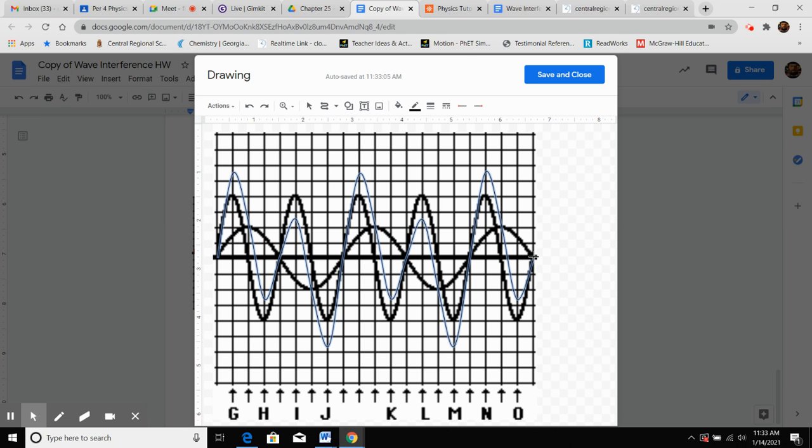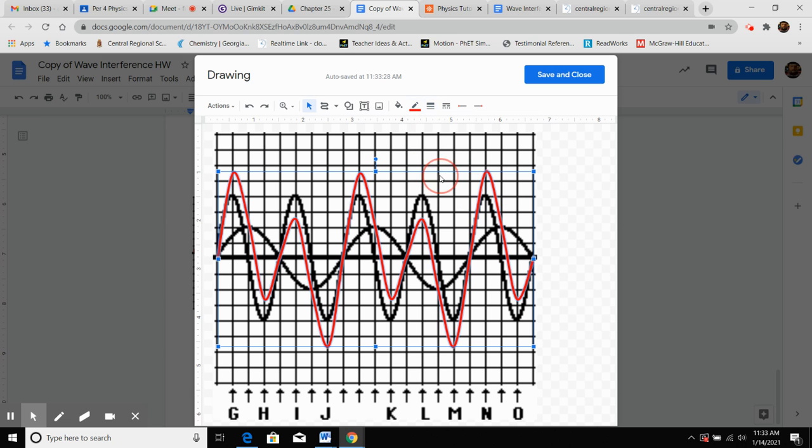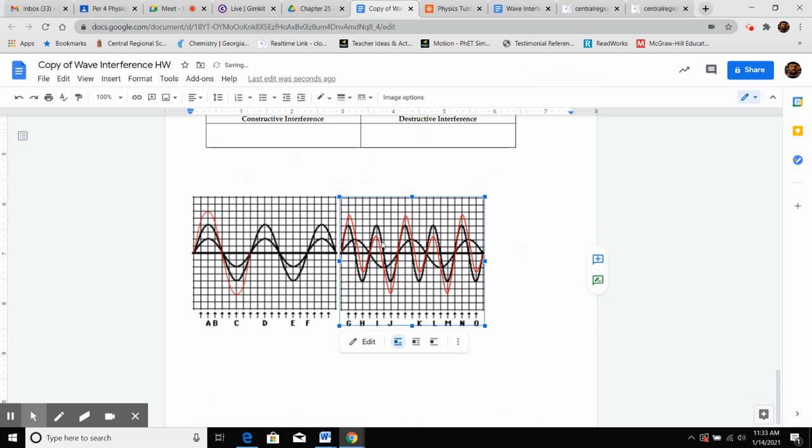Now, if you hit the select button, you can move around without having to worry about clicking it or making anything else mess up. You're going to then change the line color, make it red, and we're going to change the thickness. You can change it to 3, you can change it to 4. Boom. Once you have completed that, you would hit save and close. All right.